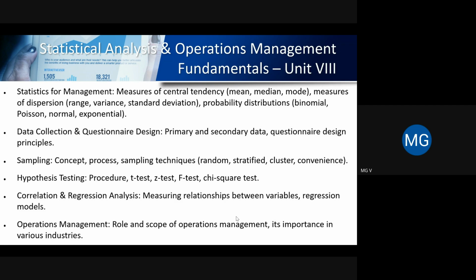Hypothesis testing is a formal procedure for testing claims about a population based on sample data. Various statistical tests such as t-test, z-test, f-test, or chi-square tests are used depending on the type of data and the hypothesis being tested. Correlation and regression analysis measure the relationship between two or more variables. Regression models can be used to predict one variable based on the values of other variables. That is cause and effect relationship.